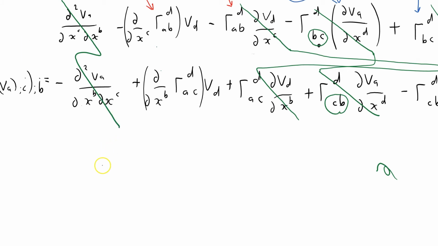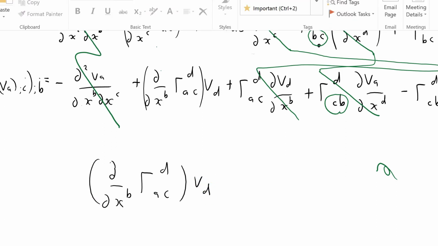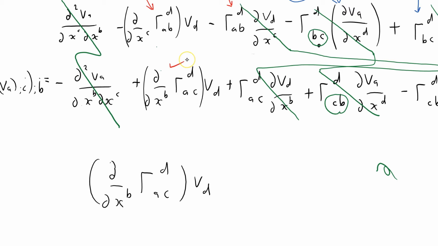So what have I got left? I've got this term here. I've got di by di xb of Christoffel dAc Vd. That's that term there, which I'm going to tick off in red. Done. Tick. Go back to black.